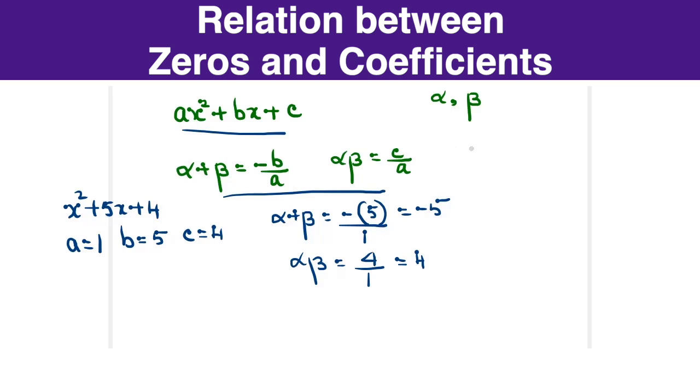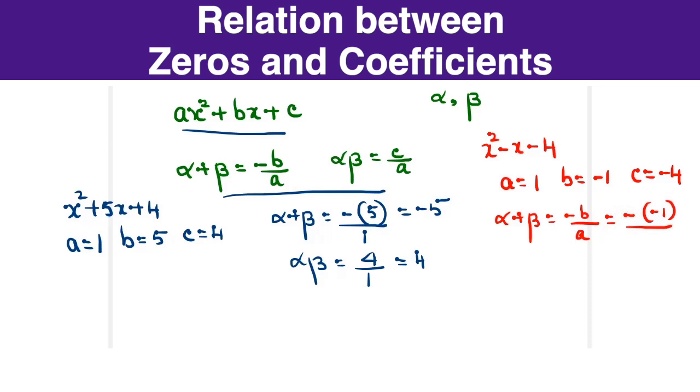So in this case, let's take x squared minus x minus 4. So in this case, a is going to be 1. b is going to be minus 1 because this sign is actually carried by the coefficient. So minus 1. Similarly, c is equal to minus 4. Now let's write the alpha plus beta. Alpha plus beta we know is minus b by a, which means minus of minus 1 divided by 1. So alpha plus beta in this case is 1. Now let's do the alpha beta. Alpha beta is c by a. c itself is negative, so minus 4 by 1, which means minus 4.